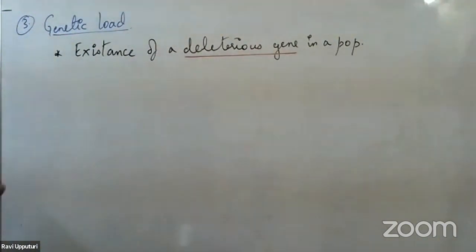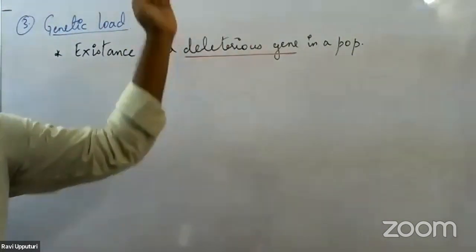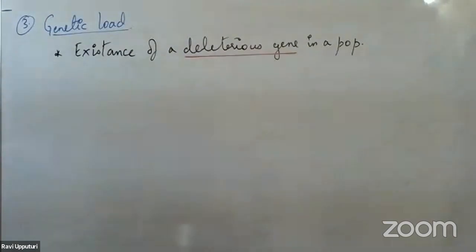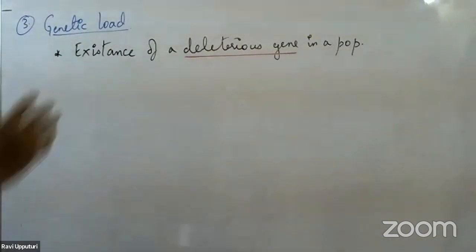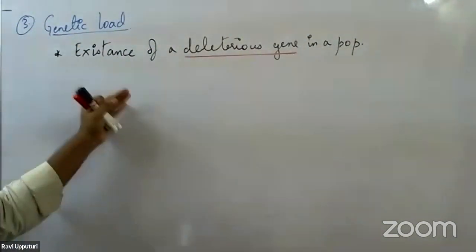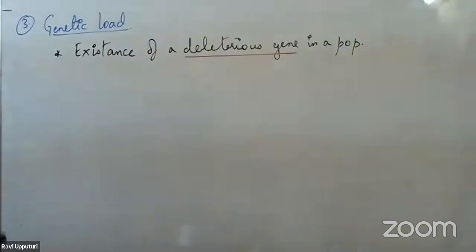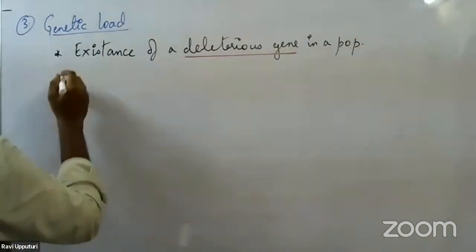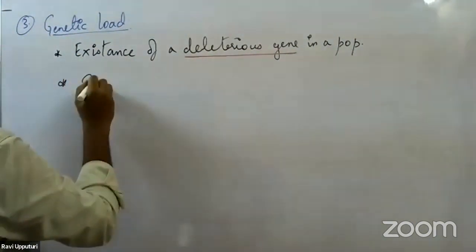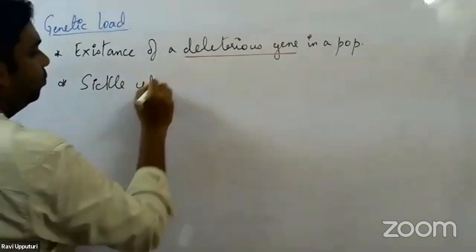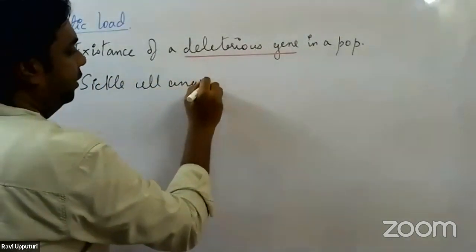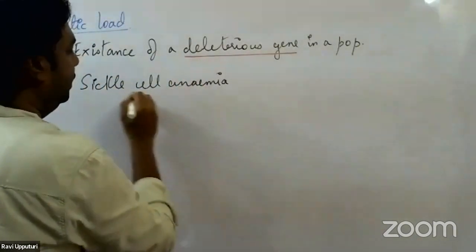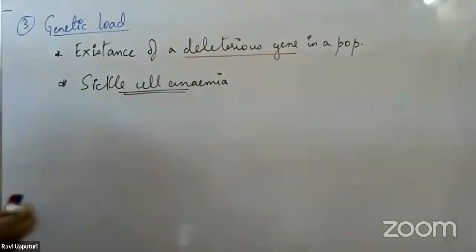So what is genetic load? Existence of a deleterious gene in a particular population is called a genetic load. We'll take one simple example. Once we study this example, I think you'll be very clear about what genetic load and the deleterious gene are all about. The famous example we have already studied several times is sickle cell anemia.